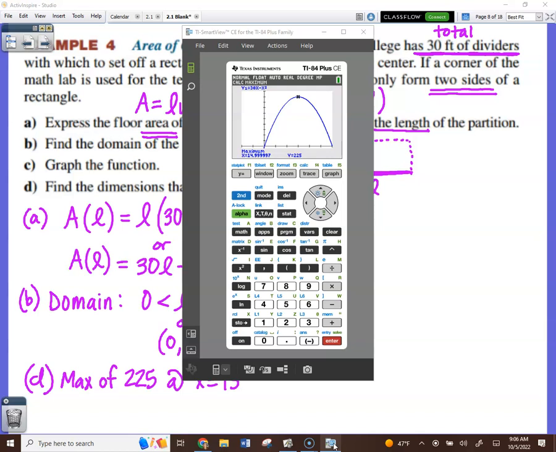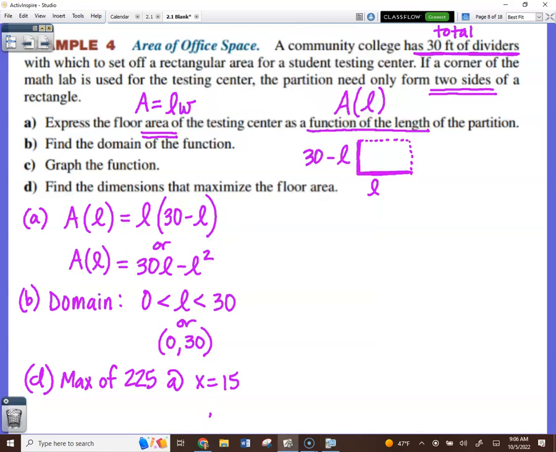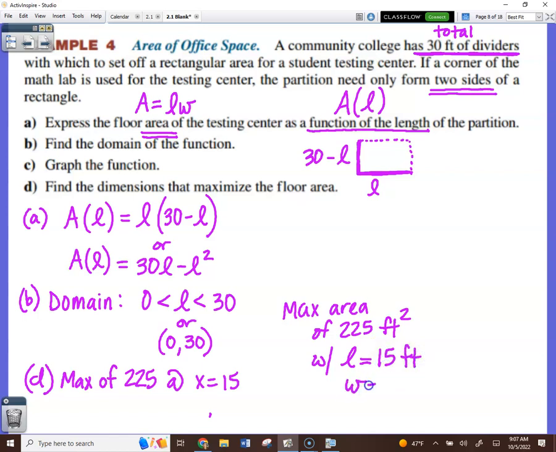So let's interpret it right here. Let's make a note. Max area of 225, was this in feet or yards? Feet. Area is square footage. When does this occur? When the length is what? You just found it. When the length is 15 feet, which means the width is also 15 feet.